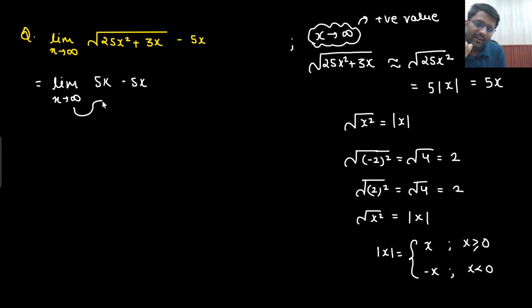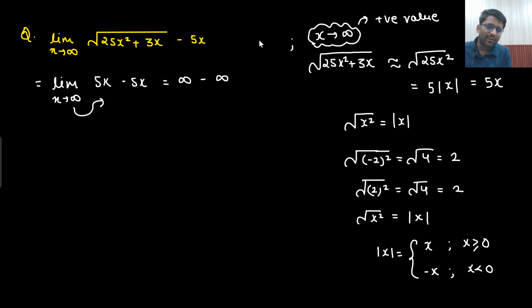Now if I put infinity here, sir, can I say 5x minus 5x, so the answer is 0? No, x is tending to infinity. You always need to care about the limit as well. That means this is also a very large value and this is also a very large value. So it is a very large value minus a very large value. So it is the form of infinite minus infinite.